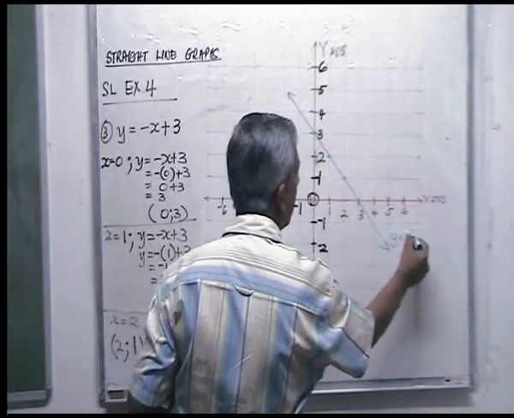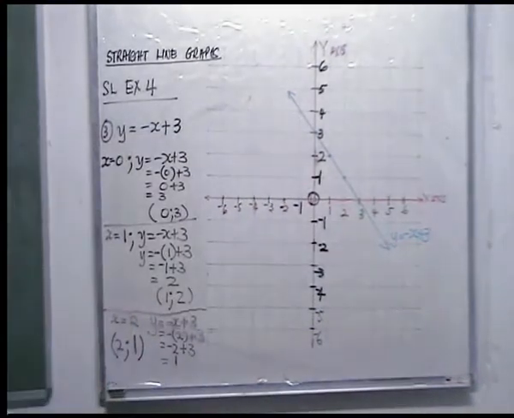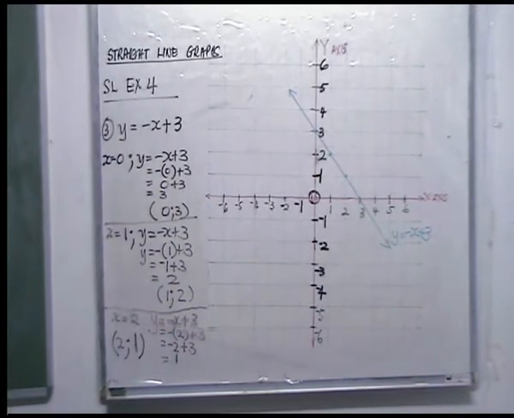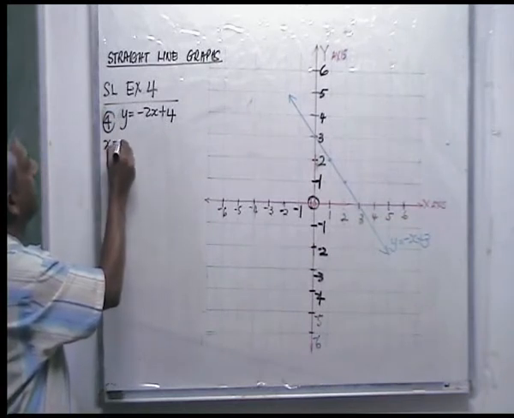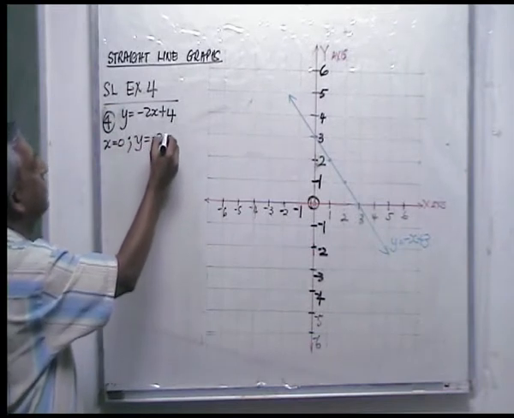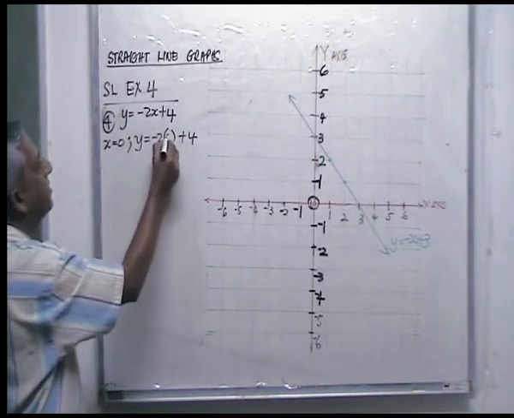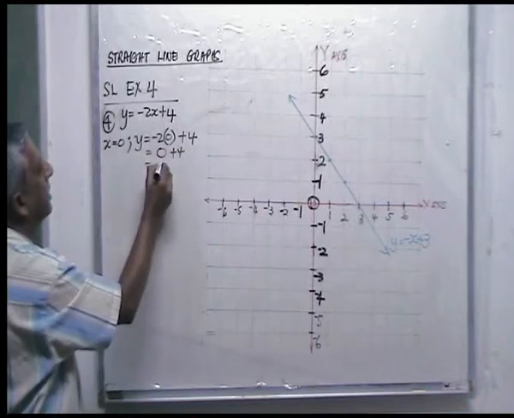Y is equal to minus x plus 3. Okay, we finished with that one. Right, now we're going to mark number 4. Alright, let me just find another black pen. Minus 2x plus 4. If x is 0, then y is equal to minus 2 into x plus 4. Now x is 0. So that minus 2 times 0 is 0, plus 4, that's 4.